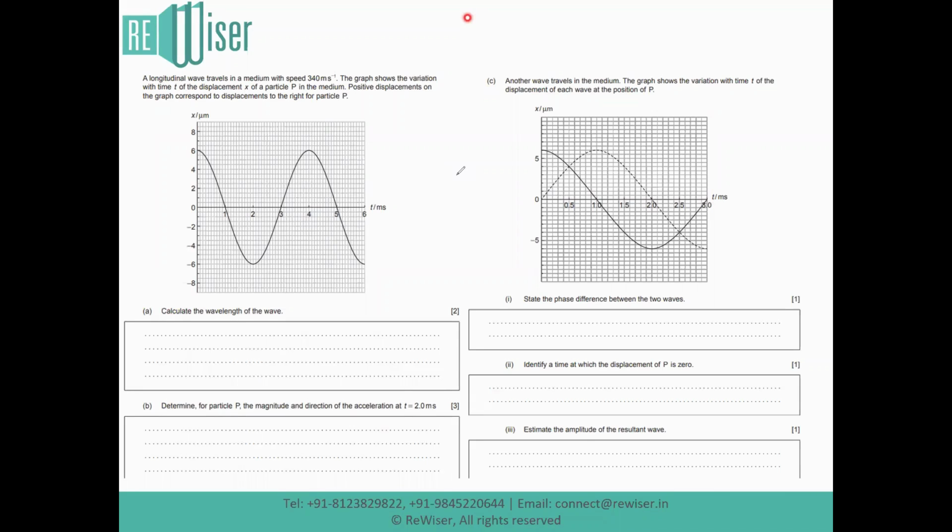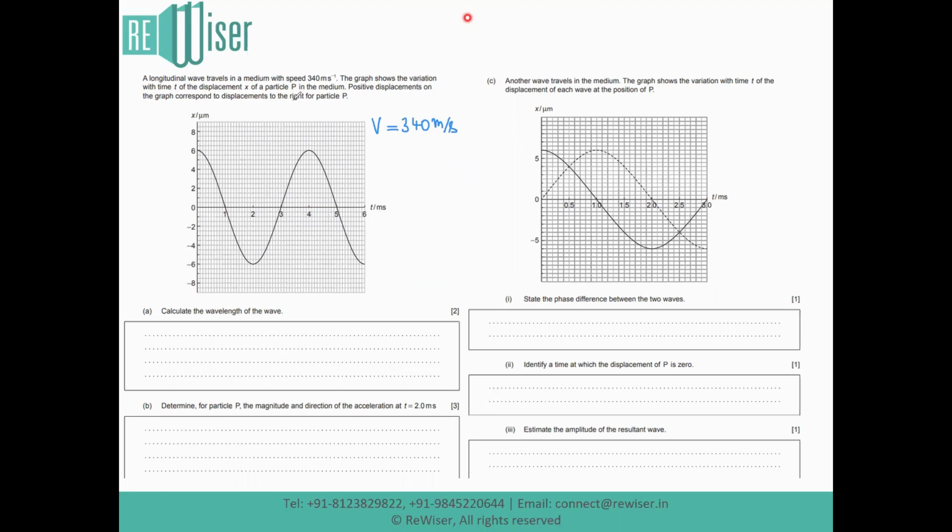Here we have a question which discusses topics under chapter 9, waves AHL. Let's have a look at the question. A longitudinal wave travels in a medium with a speed v equal to 340 meter per second. So here we have the speed v equal to 340 meter per second.